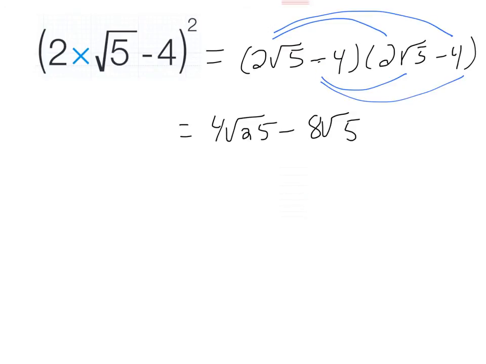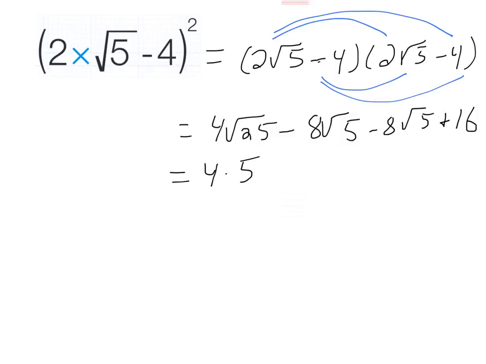Then the inside is negative 4 times 2 square root of 5, which is another minus 8 square root of 5. And then at the end, I've got the negative 4 times a negative 4. Remember that a negative times a negative is a positive, and 4 times 4 is 16. Now I want to combine what I can. The square root of 25 actually works out nicely. That's actually just 4 times 5.